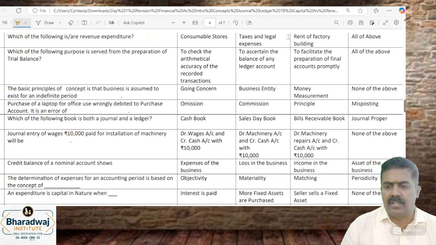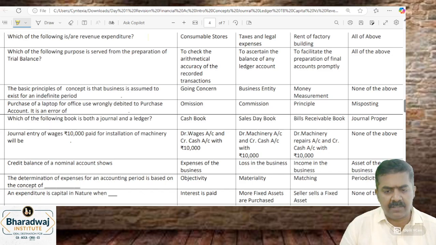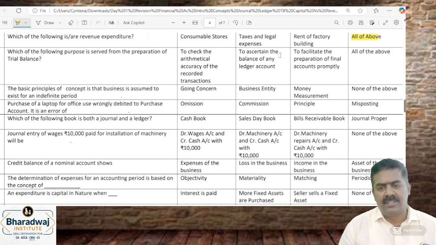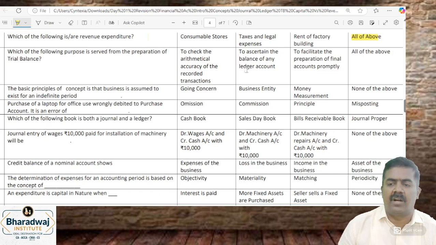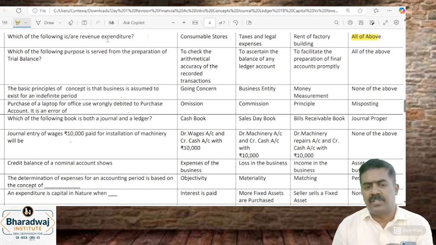Which of the following are revenue expenditures? All the above. When you purchase consumable stores, taxes, legal expenses, rent of the factory, all are which one? Short-term benefits, revenue expenditure.